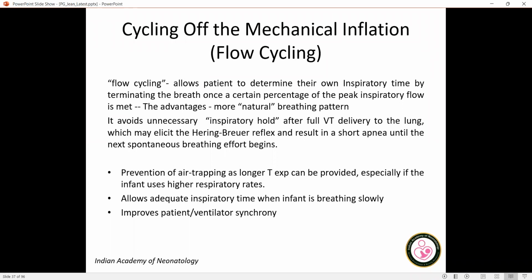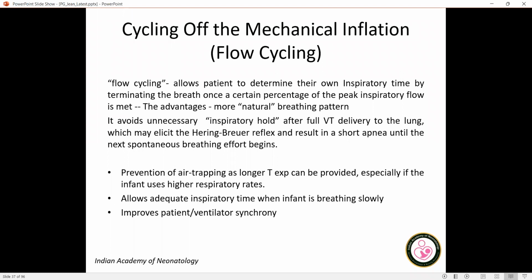What is the problem with the inspiratory hold? If you are in time cycle ventilation and the baby is breathing at a faster rate, what will happen? The TE will be reduced. The expiratory time will be shortened. So the lungs will not get enough time to empty, and that will cause gas trapping.